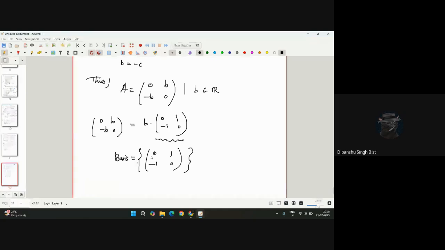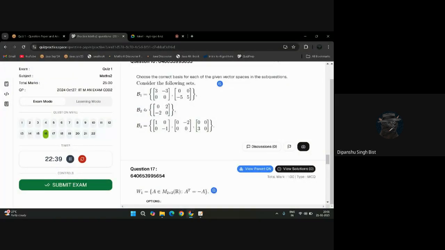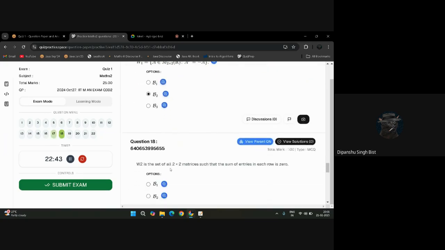A scalar times this matrix is also going to be a basis only. So you can represent the same thing as 2 minus 2 here. You have multiple representations, and one such representation is used over here in B2. So the basis in this case is B2.